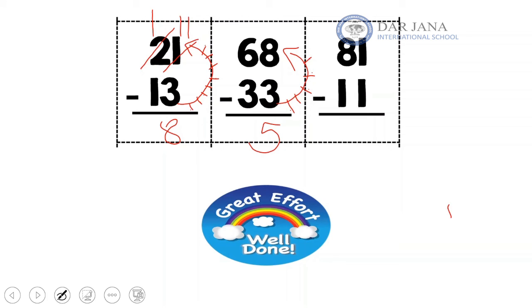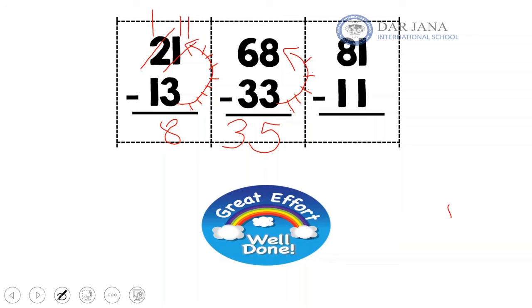6 minus 3 you can use the same way if you want. You can count from 3 till 6. Some of you will say, no, I know that the double of the 3 is 6. So 6 minus 3 equals 3. So the answer is 35.